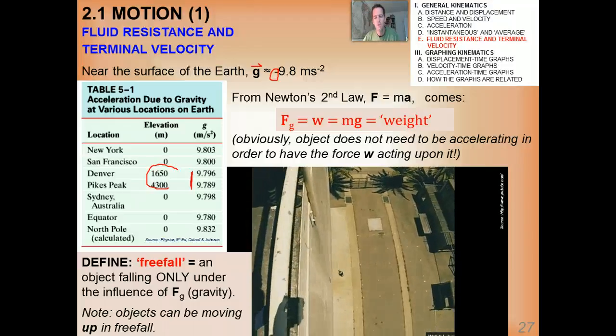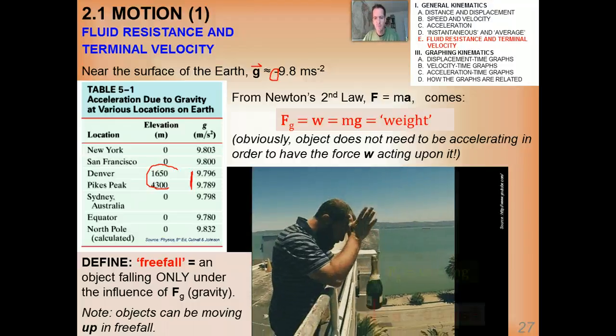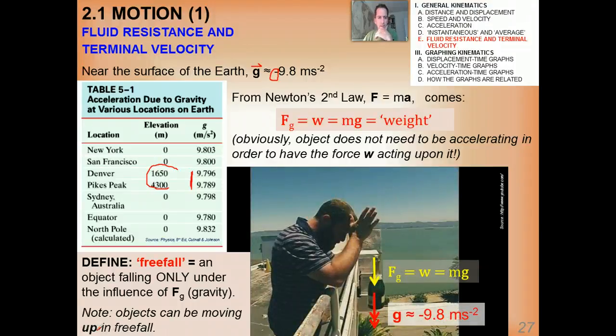Okay, so in this case with the champagne bottle, I just want to talk about the forces acting here. We have a force of gravity equals weight equals m times g, which is acting downwards, and g is acting downwards at 9.8 meters per second squared. Okay. Now, there's also an upward force acting on the bottle, which I'm going to talk about in just a little bit, and that's called air resistance.